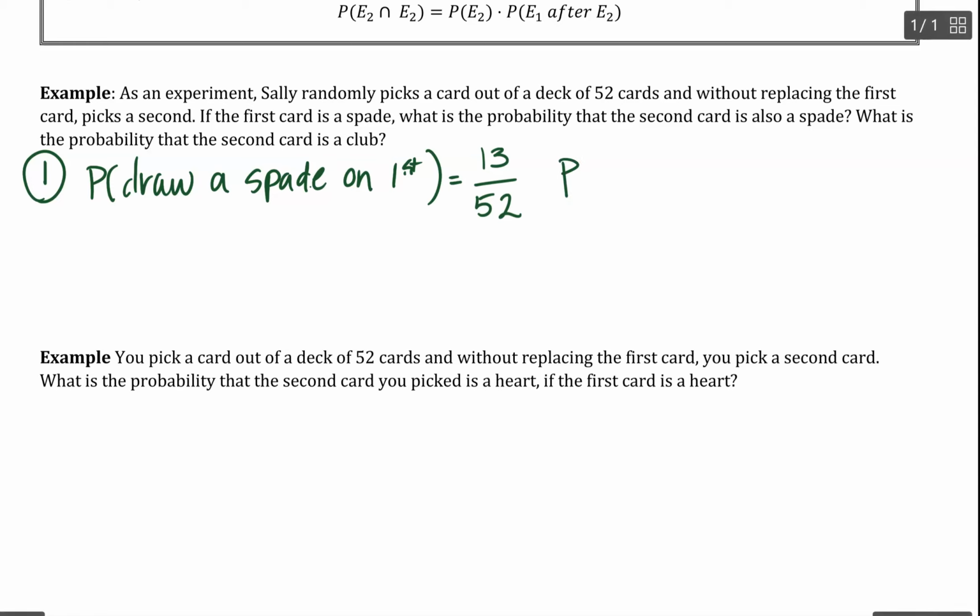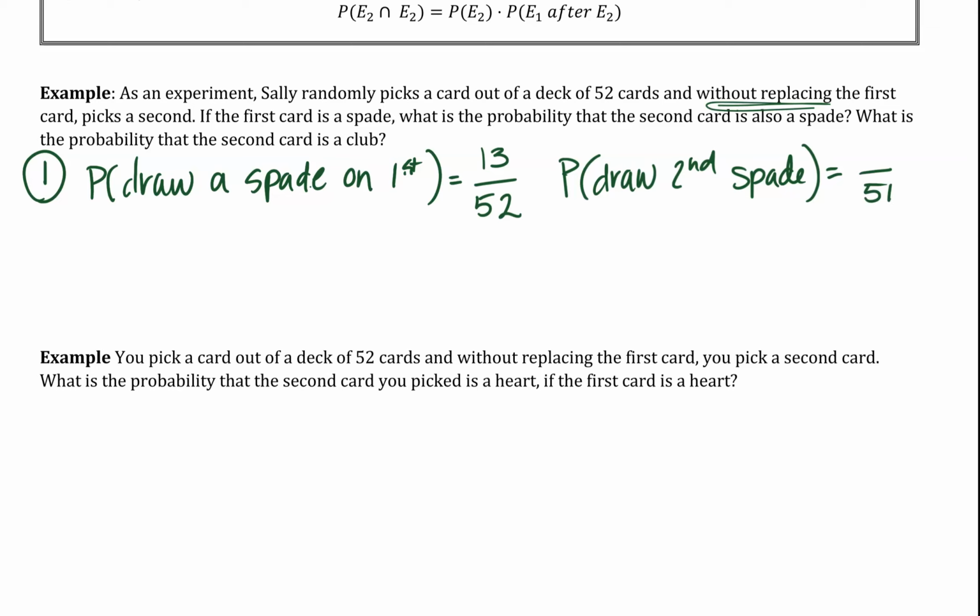What's the probability that we draw a second spade? So we were told that we do keep that card, right? It says without replacing. So we now know there's 51 left. And there's also 12 spades. So 51 total cards, and there's 12 spades left. So we have the probability that the first one's a spade, we have the probability that the second one's a spade, and we want both of those things to happen.